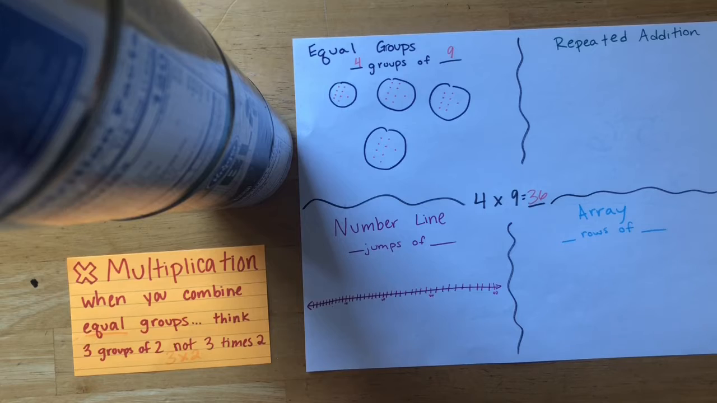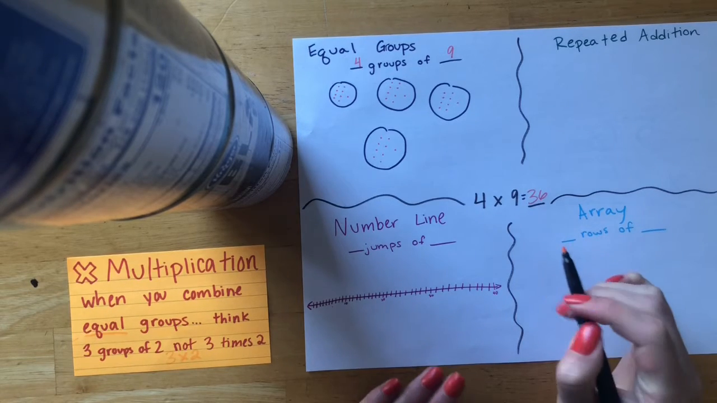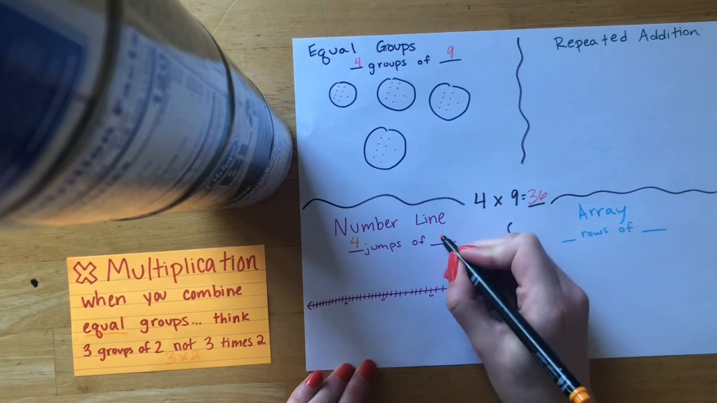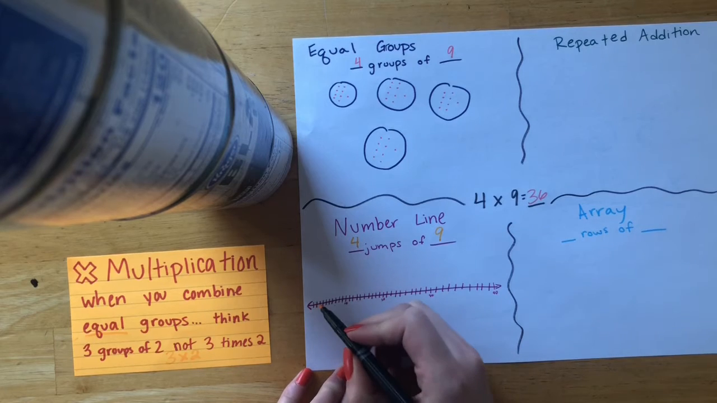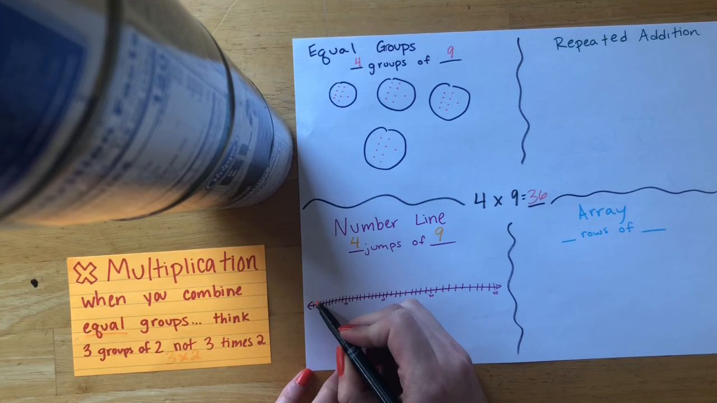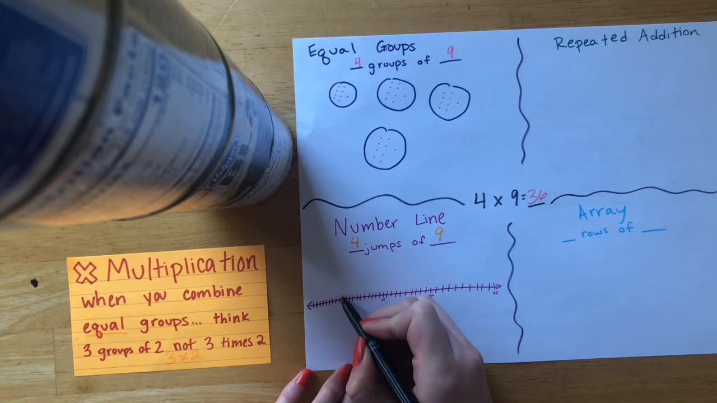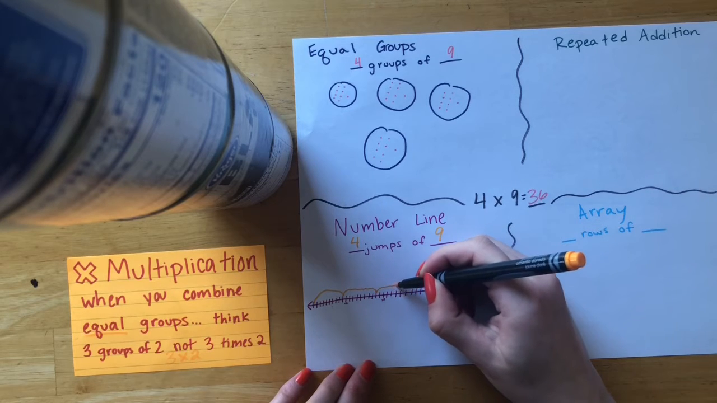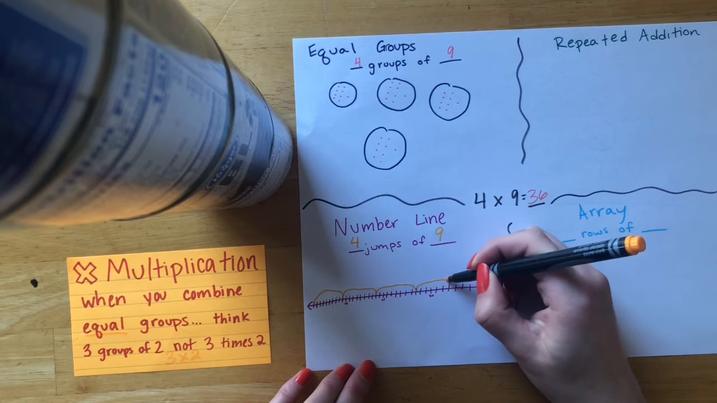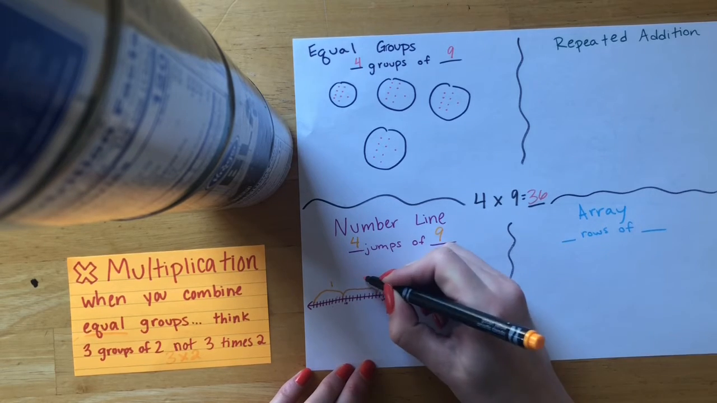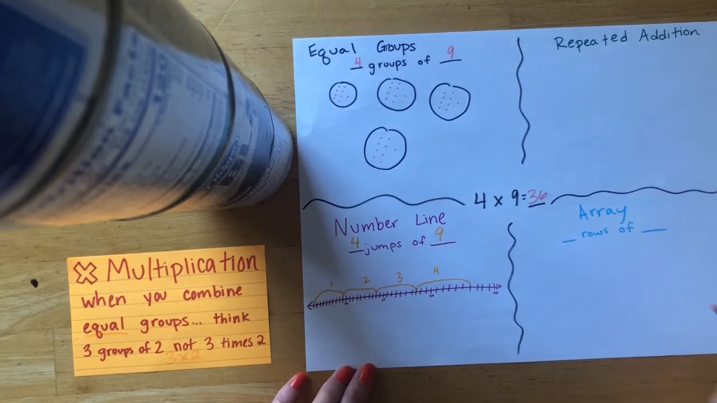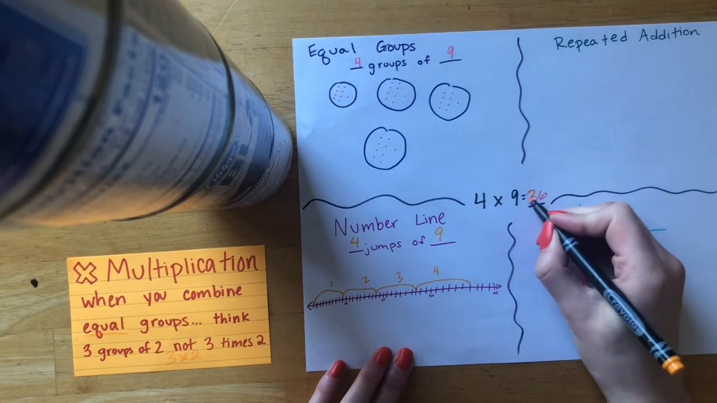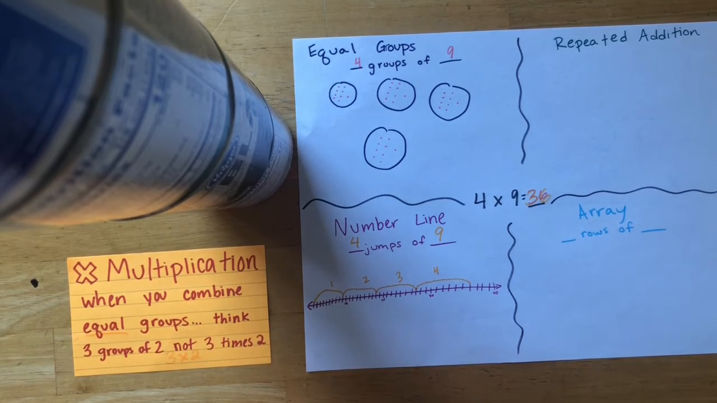Let's try it on the number line. Remember, when you're doing the number line, you don't say 4 groups, you say 4 jumps. 4 jumps of 9. So my jump is going to equal 9 spaces. 1, 2, 3, 4, 5, 6, 7, 8, 9, and I do that for each of the 4 jumps. So I got 4 jumps of 9, and then 30, 31, 32, 33, 34, 35, 36. So on the number line, I got 36.